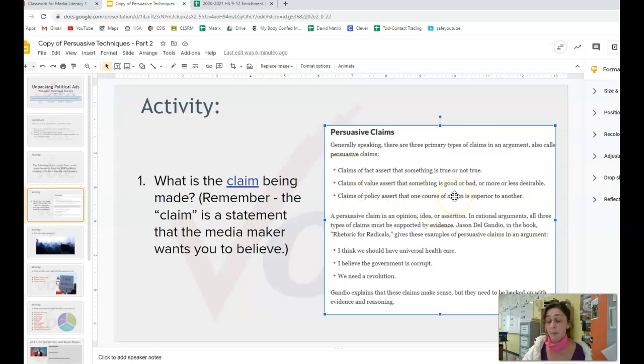So anyway, I bring that up because of claims of policy. You know, Donald Trump's claim might be defunding the police is very bad policy, whereas another candidate might say we need to defund the police. All right? So remember that you need to be able to identify what is the claim that is being made. What do they want us to believe?